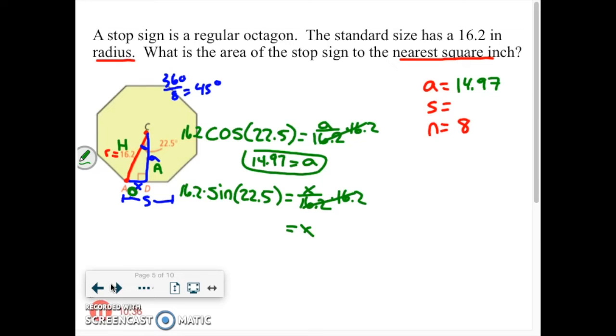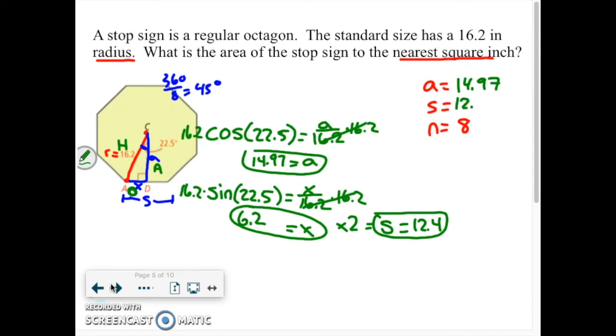One thing I forgot to mention is to make sure you are in degree mode for these. But 16.2 times sine of 22.5 gives us about 6.2. Just remember that that's only half of the side length. So we need to take that and double it, multiply by 2 to get what S is. S is going to be twice as long as that 6.2, or about 12.4. So now I have everything I need, and it's time to get the final answer.